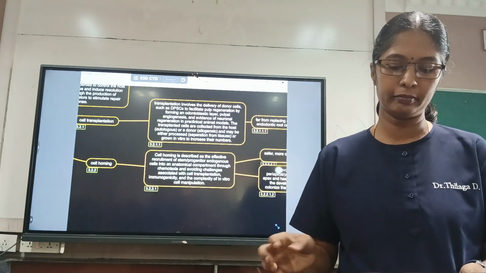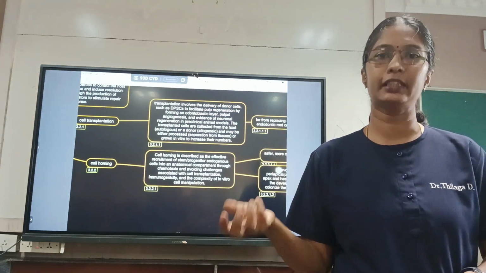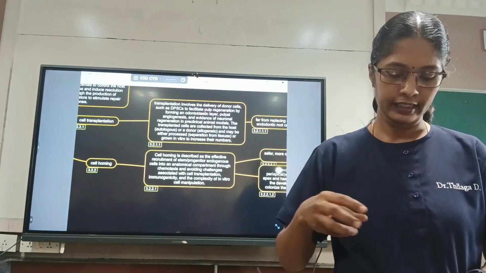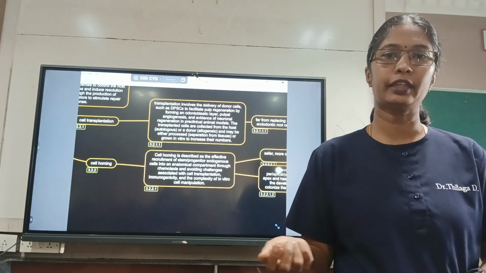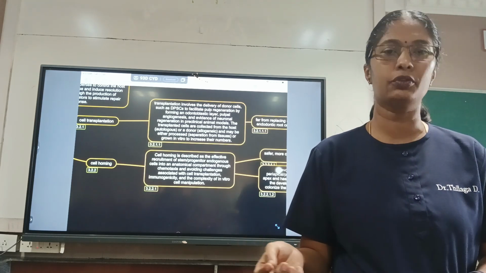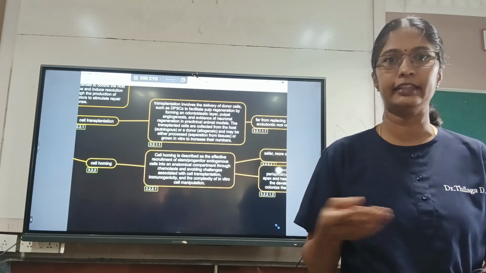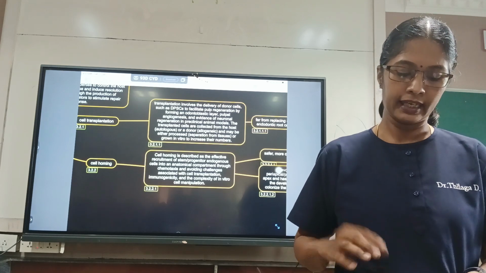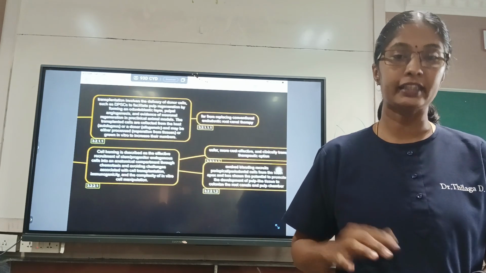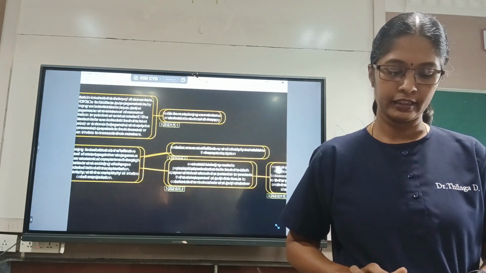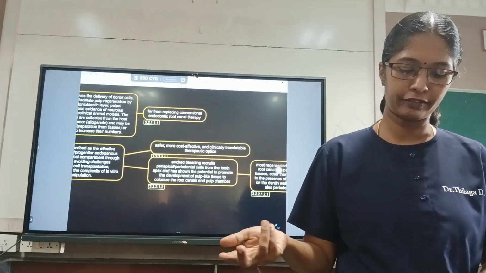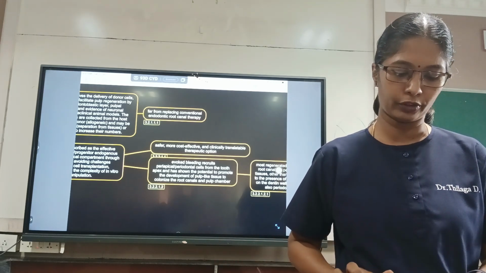The other is cell homing. Cell homing is nothing but an effective recruitment of the stem cells or their progenitors to the compartment through chemotaxis, avoiding the challenges associated with cell transplantation, like the in vitro expansion of the cells and immunotoxicity if it is transplanted from some other person. So it is a safer, more cost-effective and clinically translatable therapeutic option.